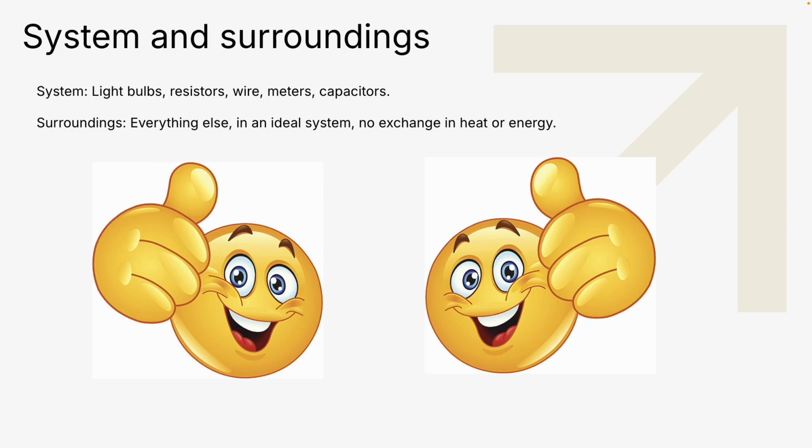Systems and surroundings. The system includes light bulbs, resistors, wire, meters, and capacitors. And the surrounding is everything else, which in an ideal system includes no exchange in heat or energy.